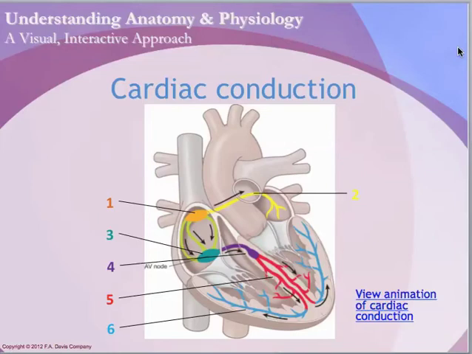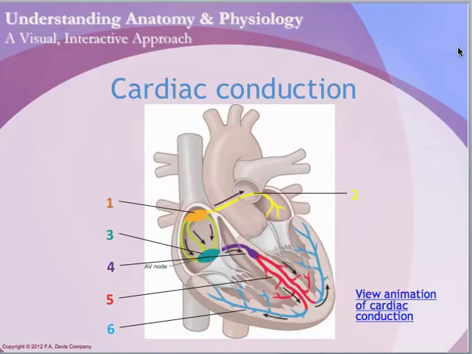So number 4, after passing through the AV node, the impulse picks up speed. It then travels down the bundle of His, okay, also called the AV bundle. Number 5, the AV bundle branches into right and left bundle branches. And then number 6, the Purkinje fibers conduct the impulses throughout the muscle of both ventricles, causing them to contract almost simultaneously.